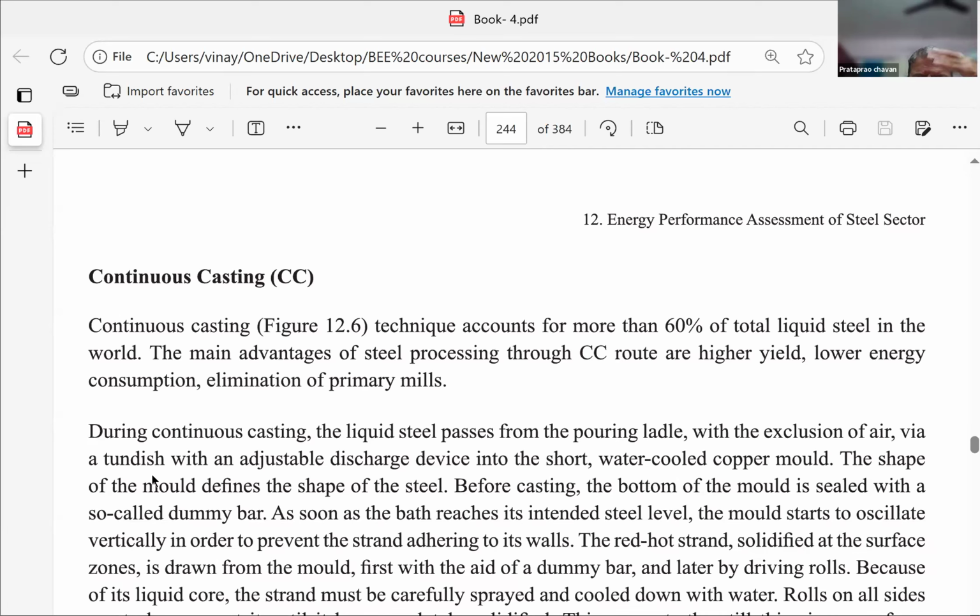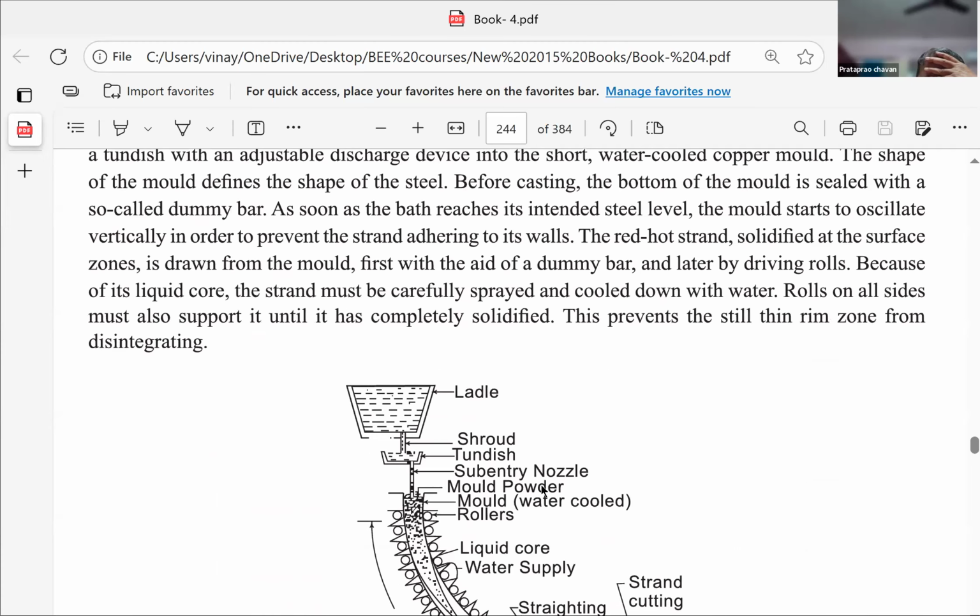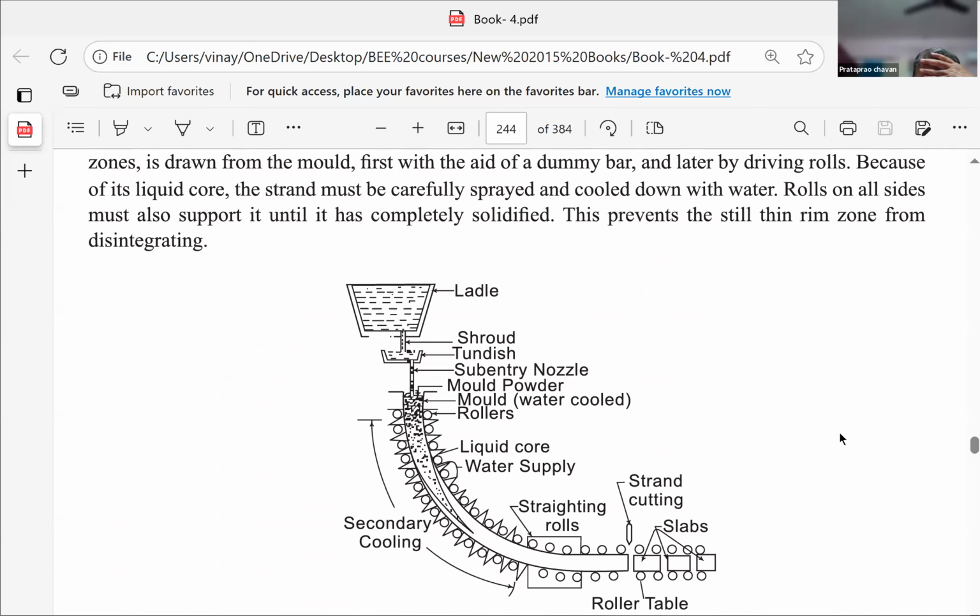With the exclusion of air, via a tundish, that means the mechanism which is tiltable with an adjustable discharge device, the steel goes into a short water-cooled copper mold. The shape of the mold defines the shape of the steel, of course. This is too fundamental, but you read it and it will immediately make the ideas clear.